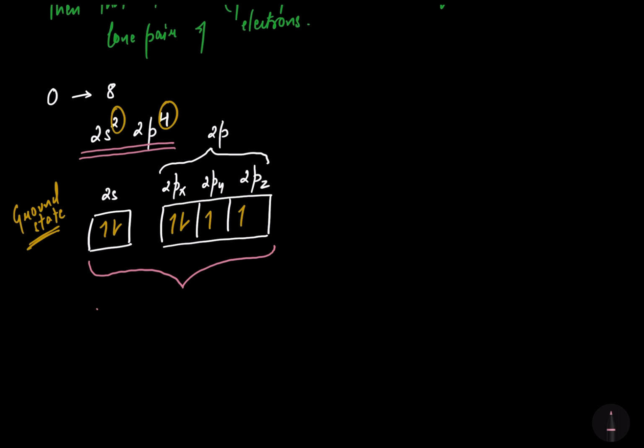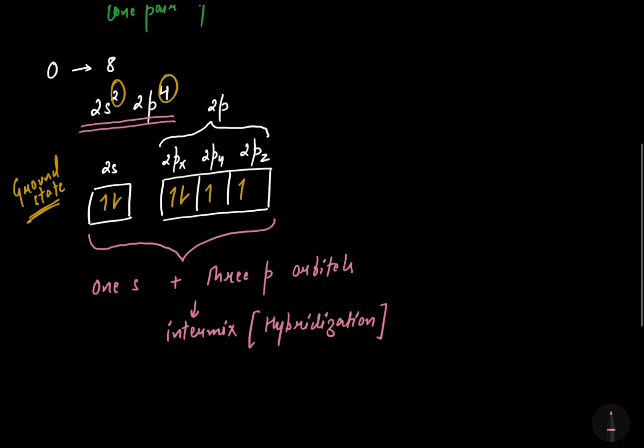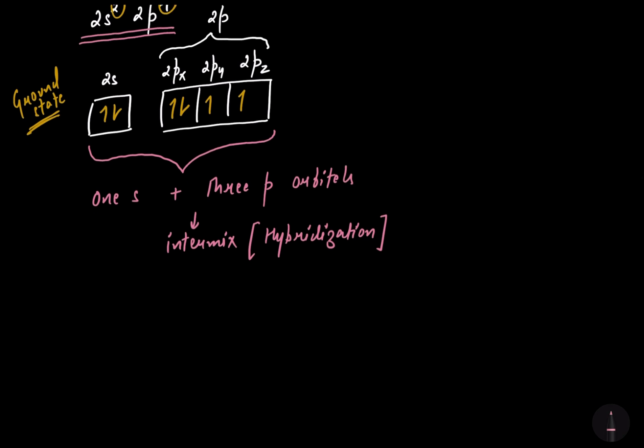So here that means 1s and 3p orbitals will intermix. And one rule I have told you in the previous lecture also, that in case of hybridization, the s orbital will always be involved. There is not any hybridization which is not having the s orbitals. So here in this case 1s and 3p orbitals will intermix, and this intermixing of atomic orbitals is called hybridization. So here a total of 4 atomic orbitals are mixing, 1s and 3p. They are total 4 in number.